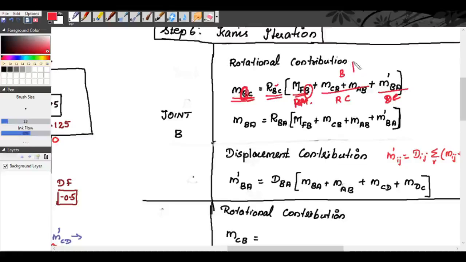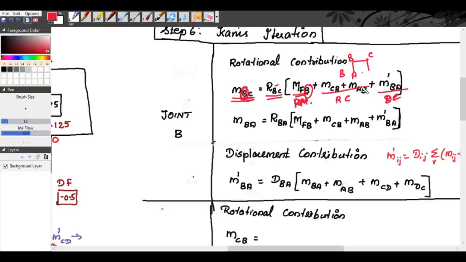At B we have BC and BA, right? So at joint B, we have rotational contributions M's from the nearer joints, that is M's CB from the joint C and M's AB from the joint A, plus we will have displacement contribution from the nearer members. For B, the nearer member is AB, that is the column. Displacement is for the column, so we will take M dash BA.